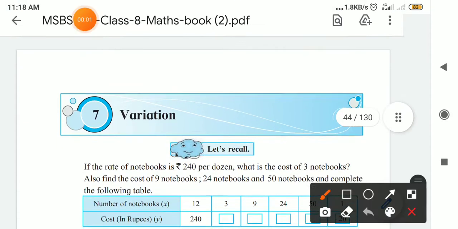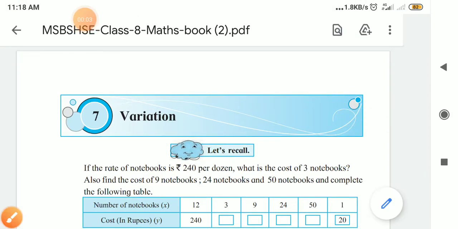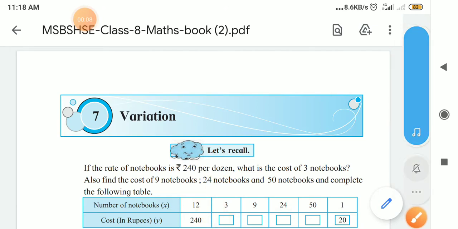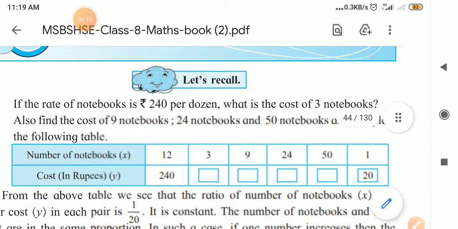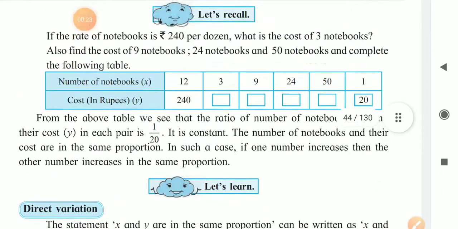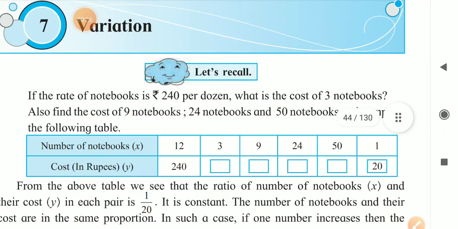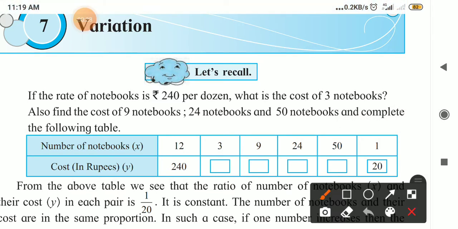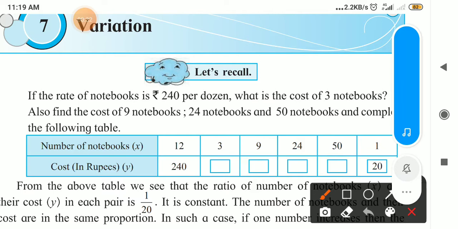Hello children. Today we will start the new lesson, that is variation. Okay. So to understand variation, let's recall the activity given to us here. First of all we will understand it, and then we will start the main part of the variation. There are two types of variation: first of all, direct and inverse variation. So that we will see afterwards.